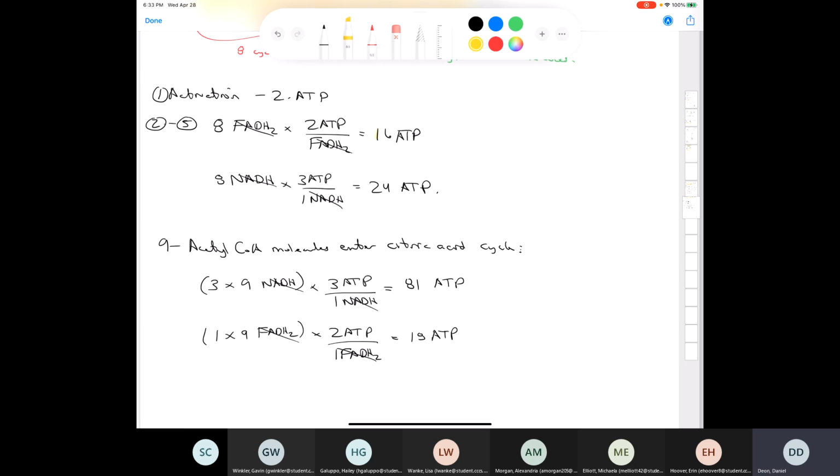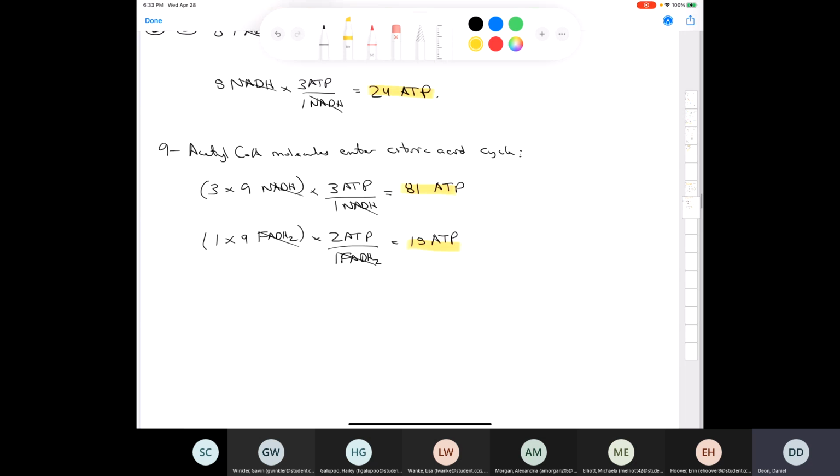We got a total of 16 plus 24 plus 81 plus 18, and I'm missing one, aren't I? I forgot about the GTP. So let's include that. We have 1 times 9 cycles, and we form GTP. And each one of the GTPs is a value of 1 ATP. I forgot those guys. So that gives me a total of 9 ATPs. Now I've got everything that I need.